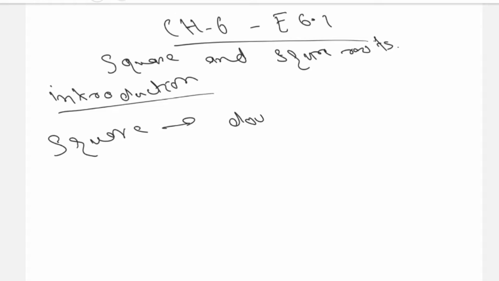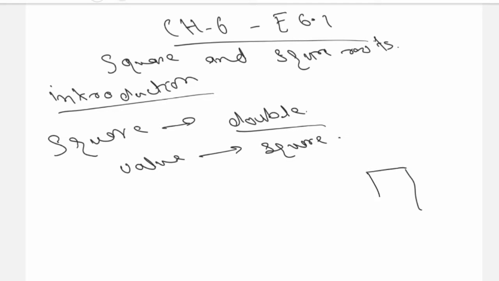Square means double, meaning if you double some value it becomes a square. Like we can say we have a square box. Why do we call it a square box? Because it has 2 height and 2 breadth. It's a square. So any value that is doubled is a square value.